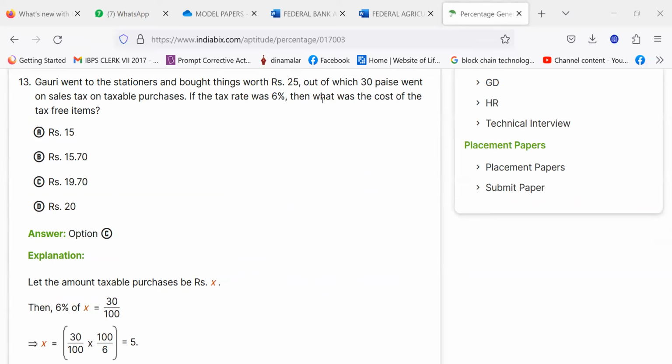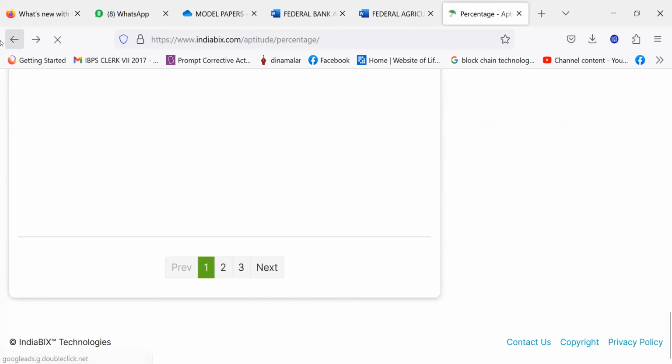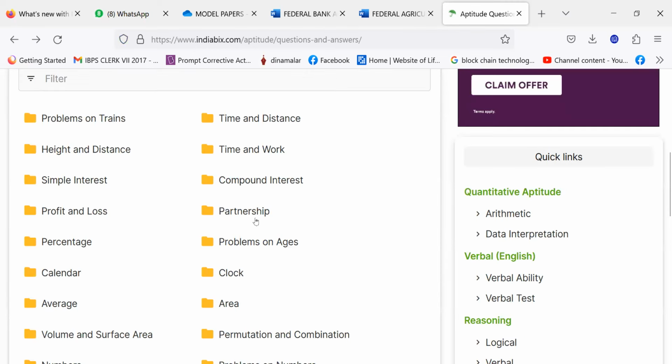But in a real tax situation, what happens? You buy a commodity for 5 rupees. You are paying 30 paise tax, 5 rupees 30 paise. But this boy has bought it only for a total of 25. So now we should subtract 5.30 from 25. That is equal to 19.70. Is it clear for you now? It's a very simple problem, but understanding is tough.